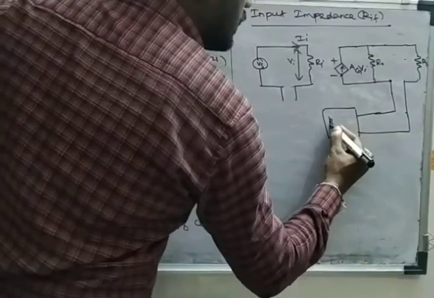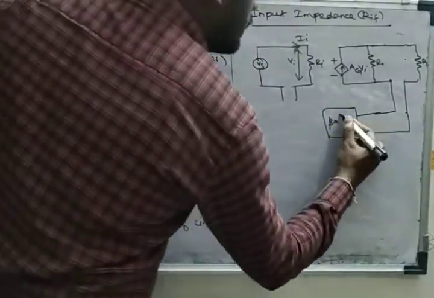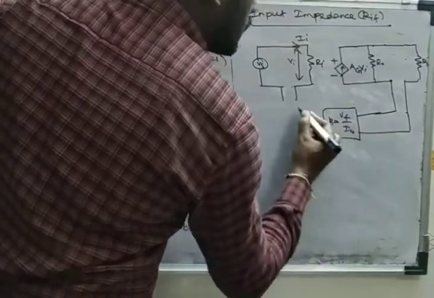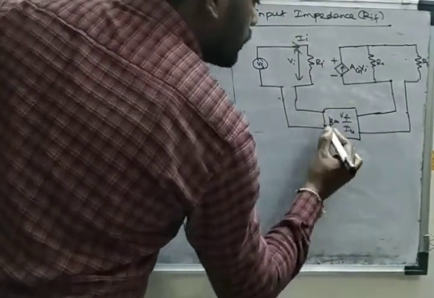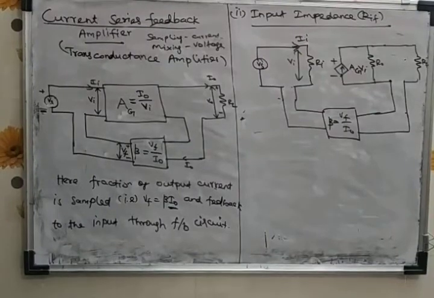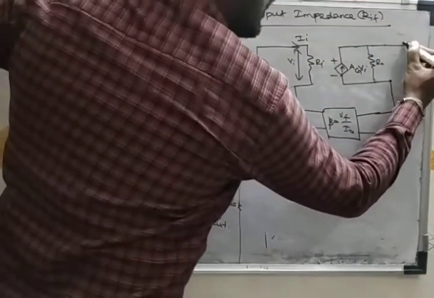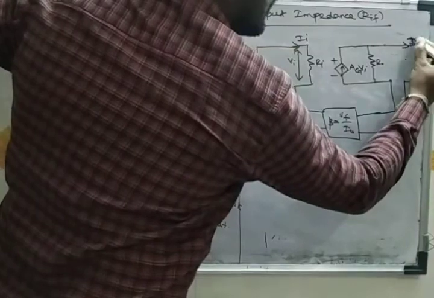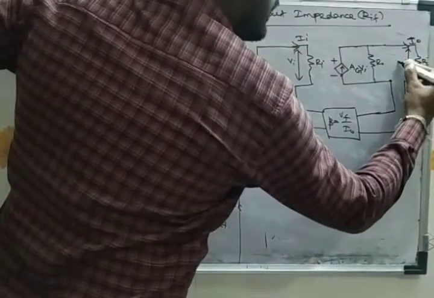Where beta is Vf by I naught. So here you have I naught, V naught.